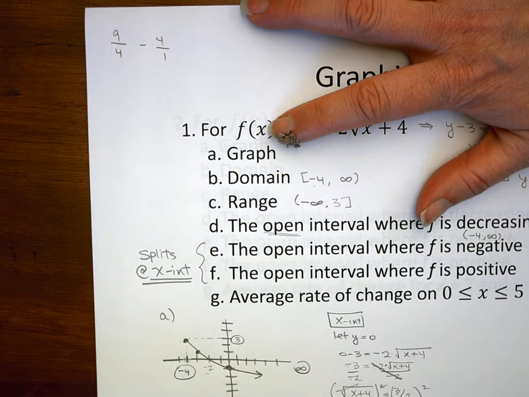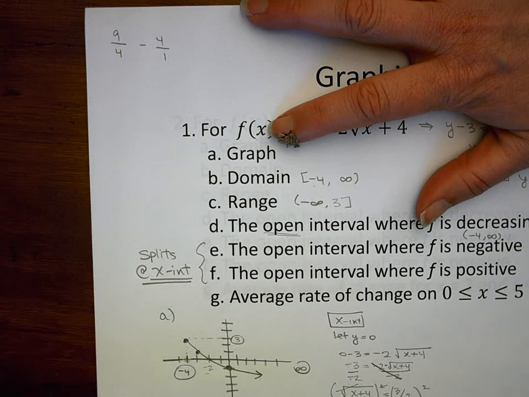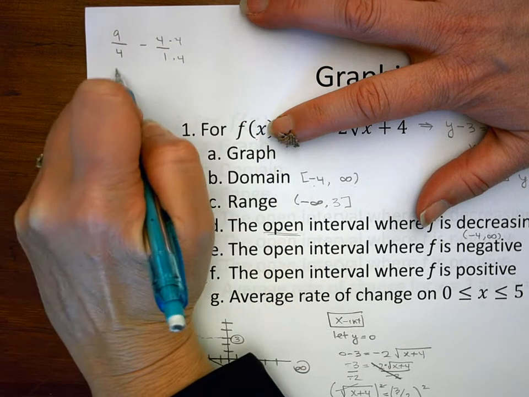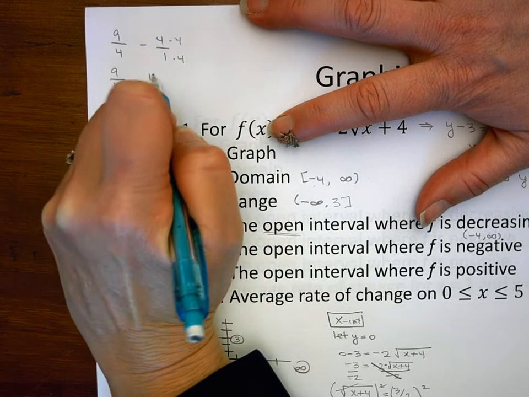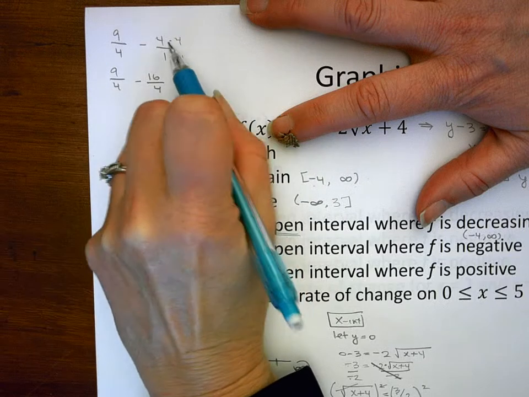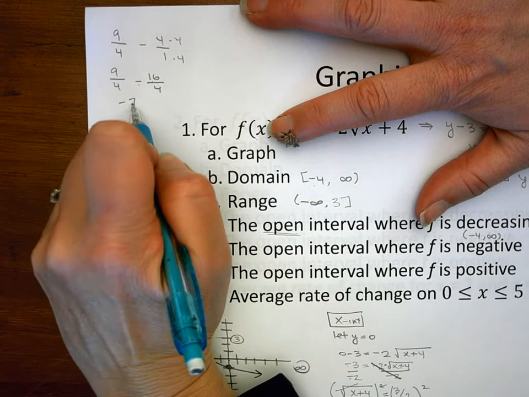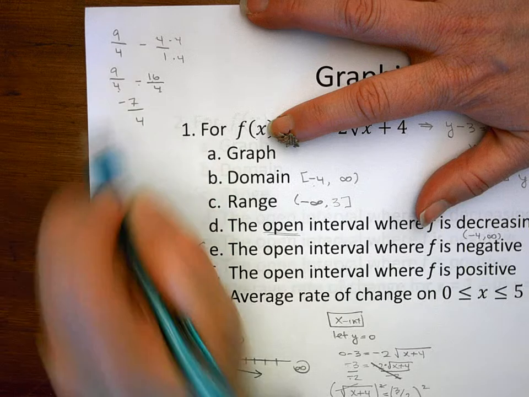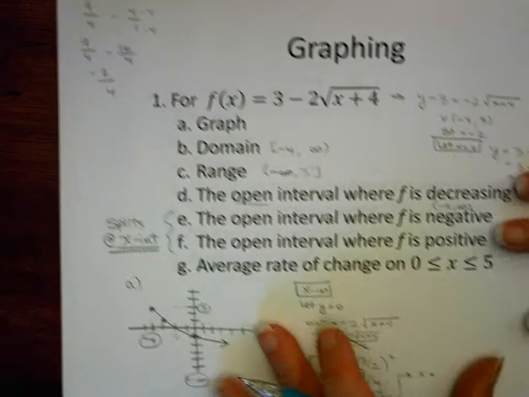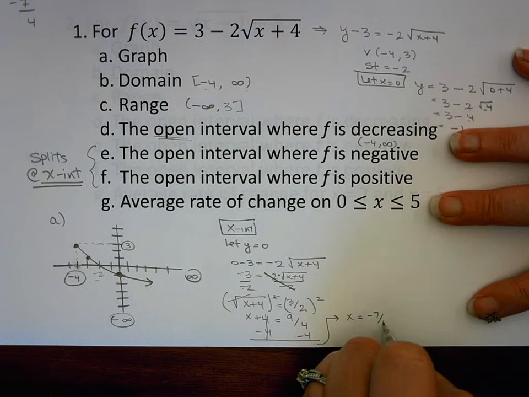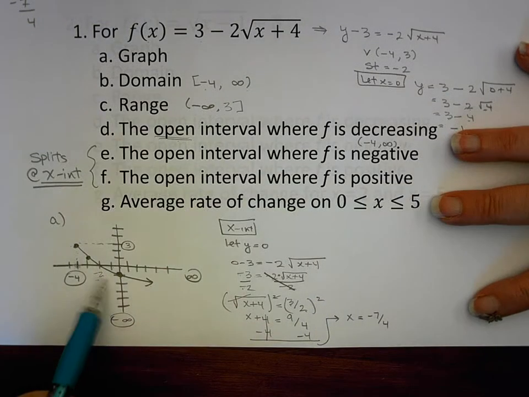So in order to subtract two fractions, I have to have a common denominator. So I'm going to multiply the top and bottom by 4. So 16 over 4, and then subtract. So 9 minus 16, and then keep the denominators the same. Okay. So now I have my x-intercept is at -7 over 4. So it was good that I didn't trust that it was -2.